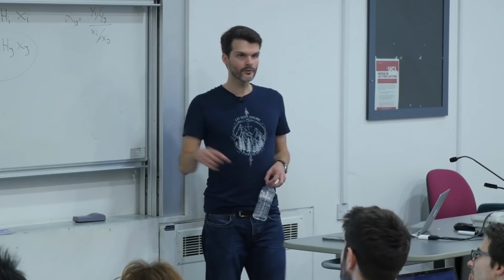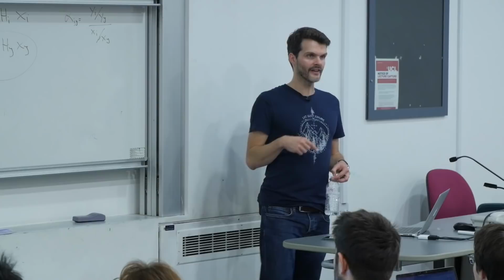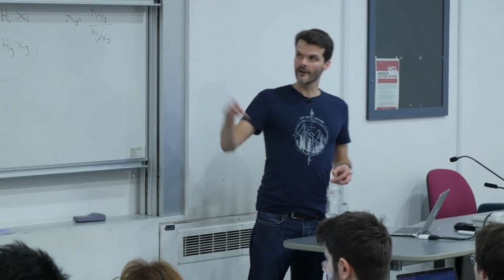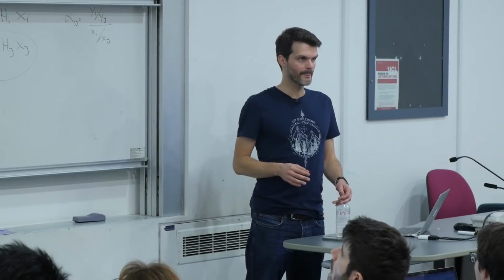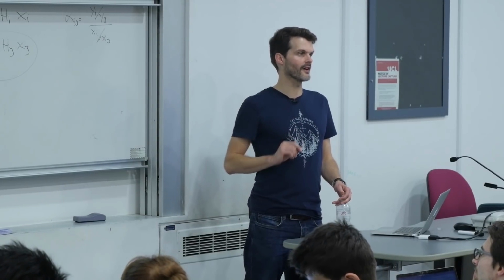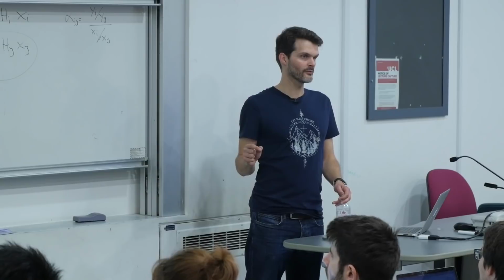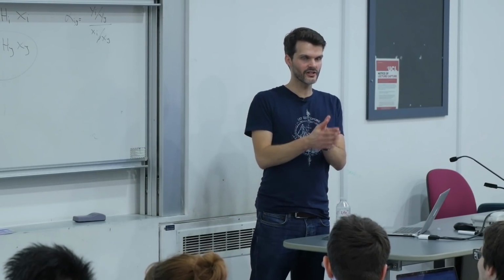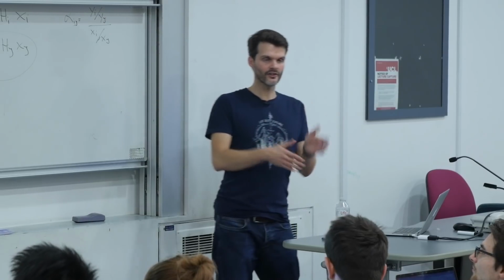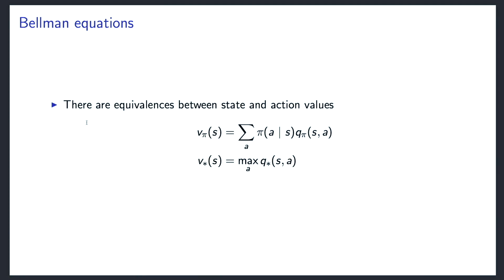Now there's an equivalence between these state values and these action values. I already covered the first one, which says that the state value for a certain policy is equal to the weighted sum of the action values, where you weigh by the policy. Essentially, we're just conditioning, either on only a state or on a state and an action. But when we do that, we have to correct for how likely it was to select each of these actions.